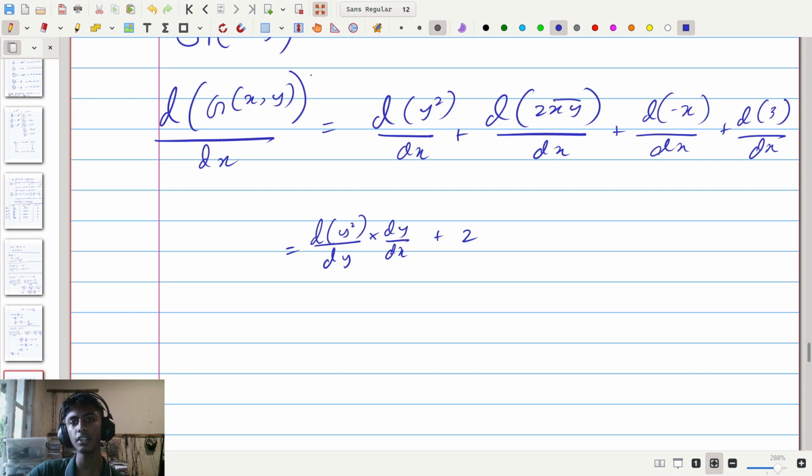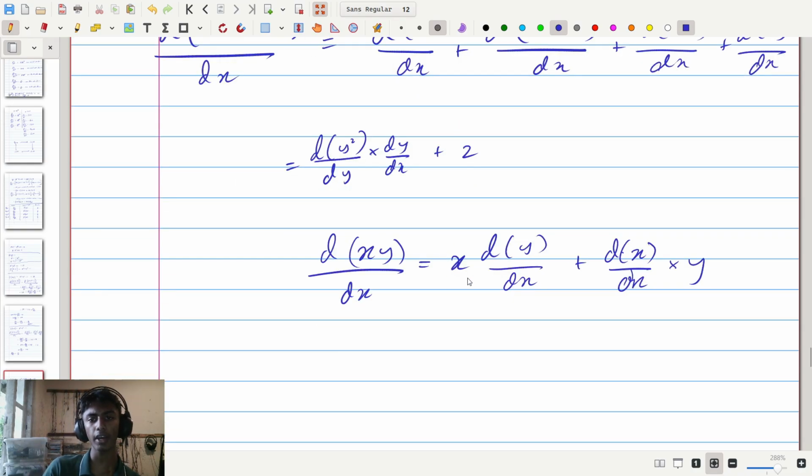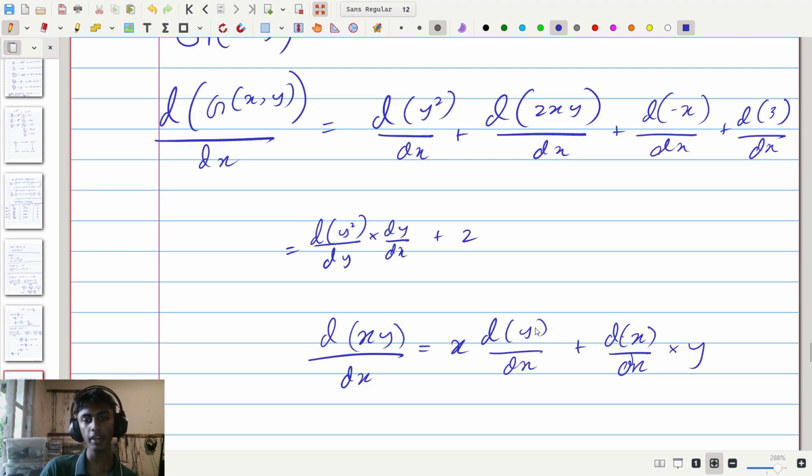Here this is a product of two functions, so if you take d of xy with respect to x, we have a product of x and y, two functions x and y. So here what we have to do is multiply the first function by the second function's derivative, so dy by dx, and then add to that the first function's derivative, which is d of x by dx, times the second function, which is y. So here the derivative of xy is going to be x times the derivative of y by dx plus the derivative of x by dx times y.